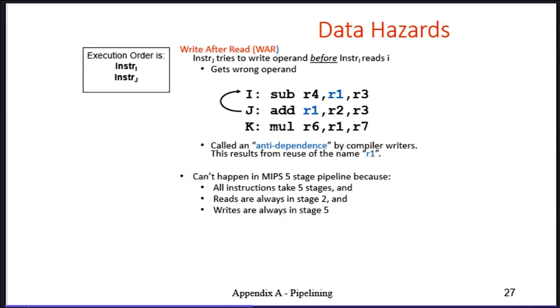Number 2. Write after read. It is also known as anti-dependency. These hazards occur when the output register of an instruction is used right after read by a previous instruction.